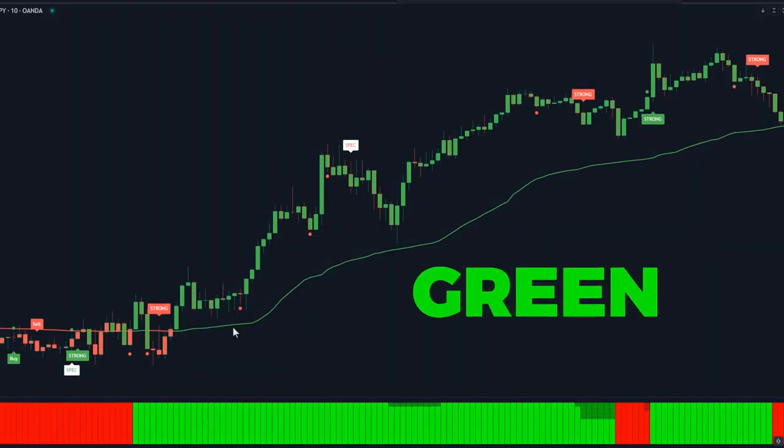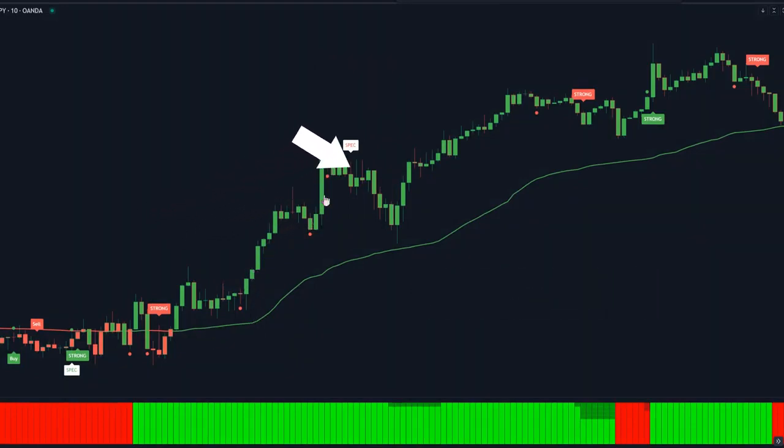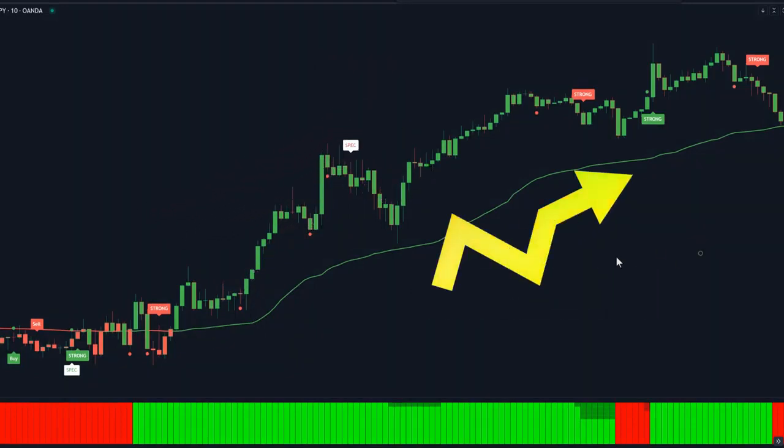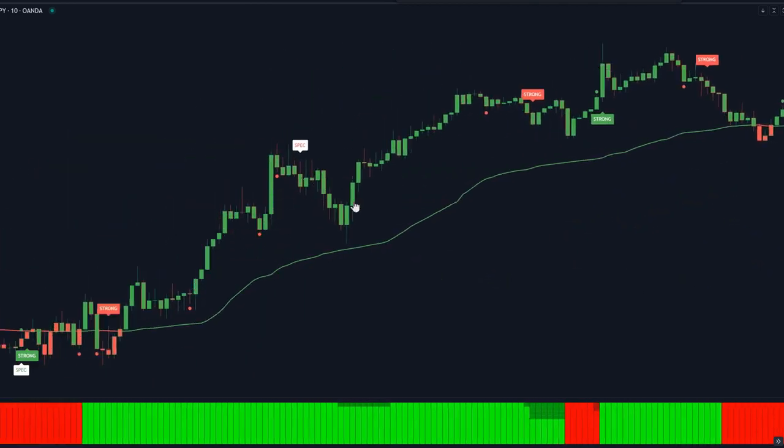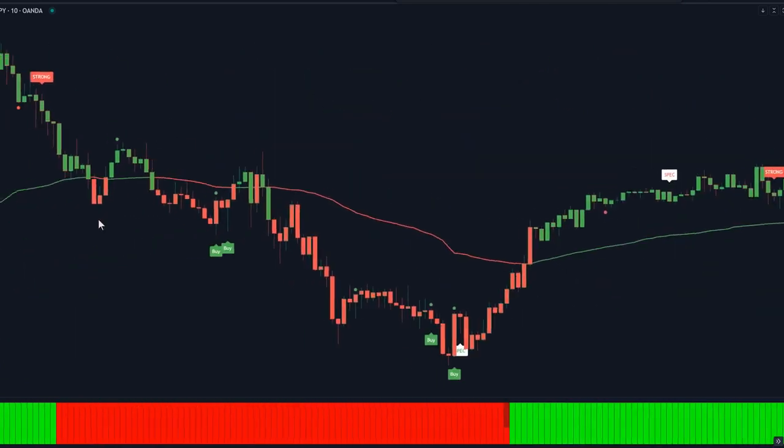When it's colored green and the price is trading above it, this indicates a bullish trend. And as you can see, during the bullish trend, the indicator also changes the bar color to green. For a bearish trend, the moving average adaptive Q indicator is going to be colored red and the price will be trading below it. Similar to the bullish trend, the indicator also changes the bar color to red during this bearish trend.